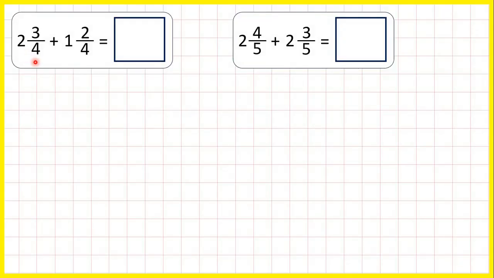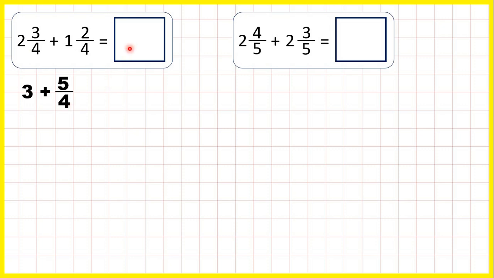We have 2 3/4 plus 1 2/4. So when we're adding mixed numbers, we can add the fractions and the whole numbers separately. So 3/4 plus 2/4 is 5/4, and 2 plus 1 is 3. So we have 3 5/4.